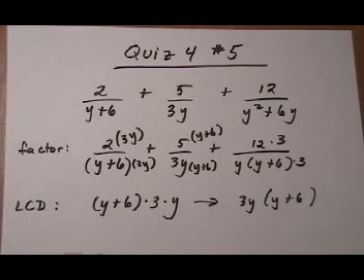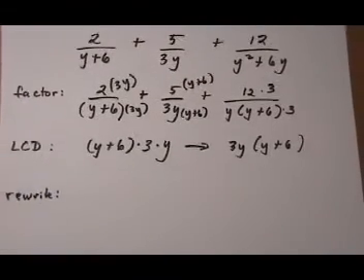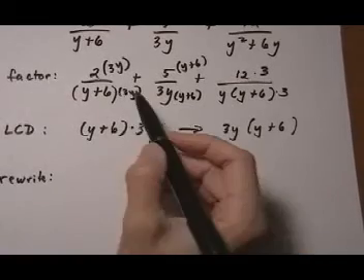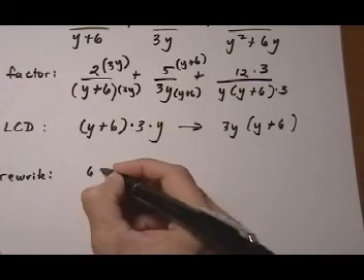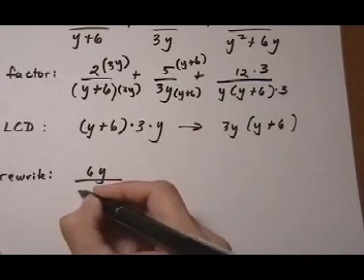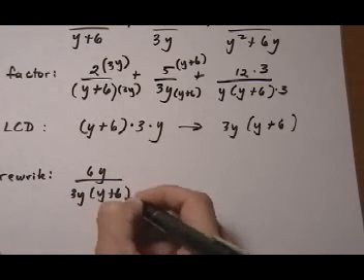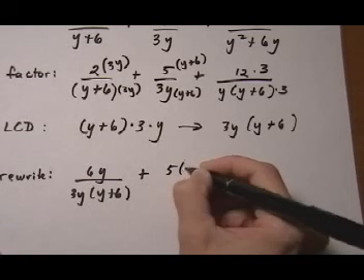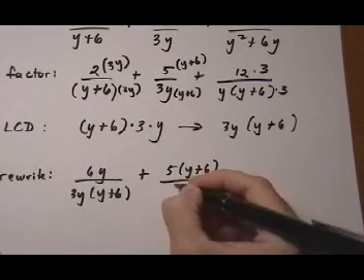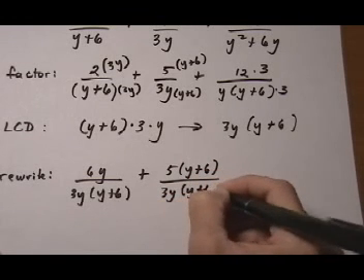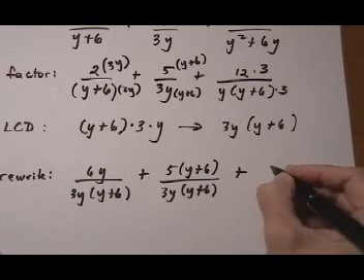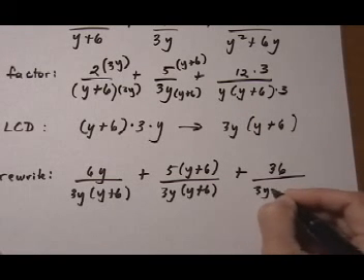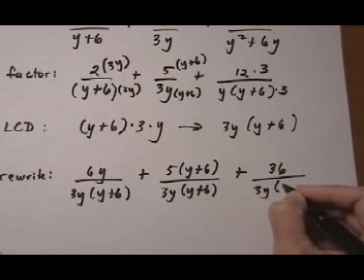So let's finish the rewrite. On the first fraction, we have the numerator 6y, because it's 2 times 3y, over the common denominator of 3y, y plus 6, plus, second fraction we have 5 times y plus 6, over common denominator 3y, y plus 6. Third one, we have 12 times 3, or 36, over common denominator 3y times y plus 6.